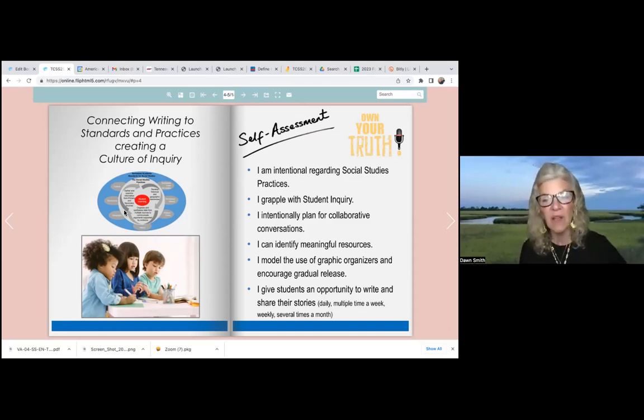When you do have those collaborative conversations, are they centered around meaningful resources? Are you using really good primary and secondary resources to do that? Are you modeling the use of graphic organizers? And I know that sounds kind of like a crazy thing to add in here, but as kids are sharing ideas, they need a way to document their thinking and the thinking of others.